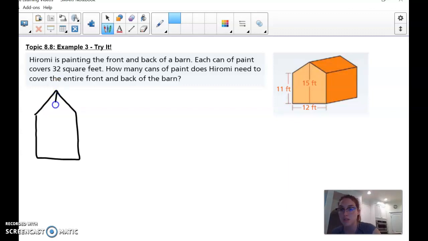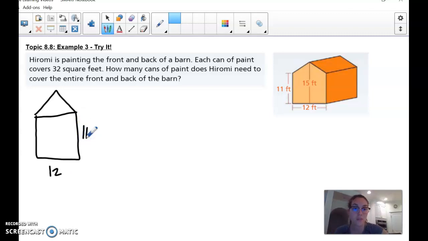We could split it into two trapezoids, which I find the area of by taking base 1 plus base 2, dividing that sum by 2, and then multiplying by our height. Or I could divide it into a triangle and a rectangle. Now it looks like the base of this rectangle is going to be 12. The height of this rectangle is 11.